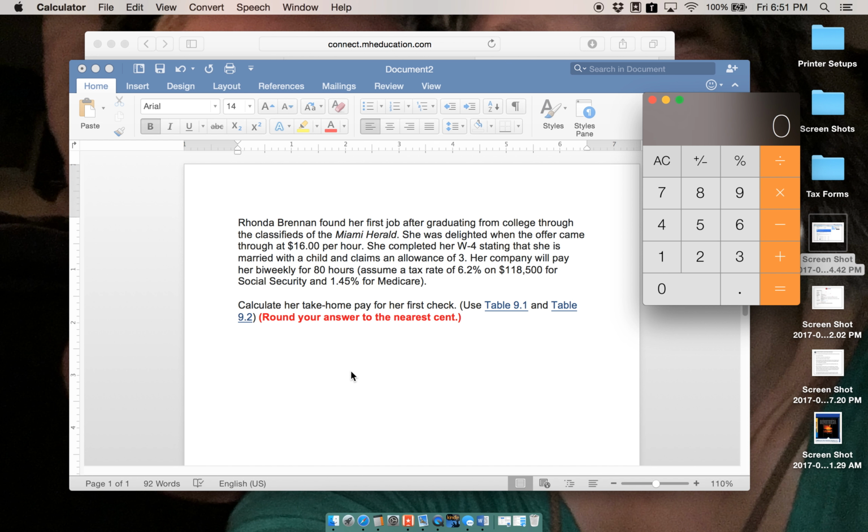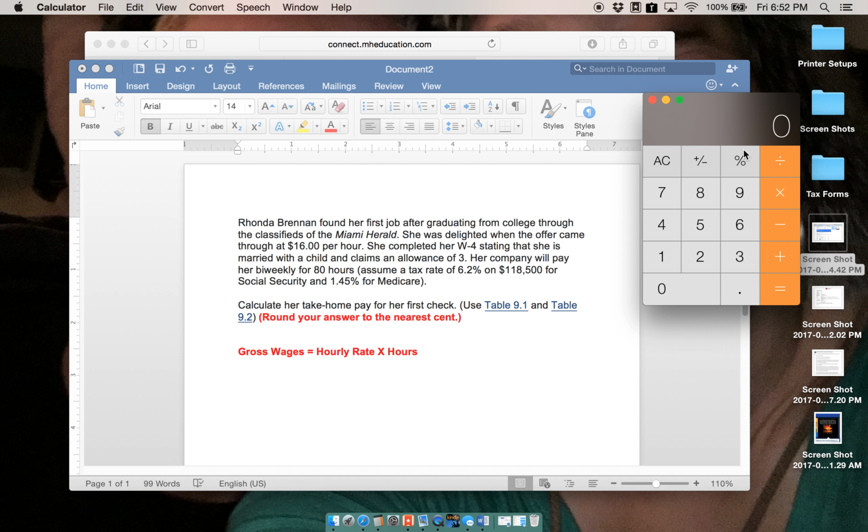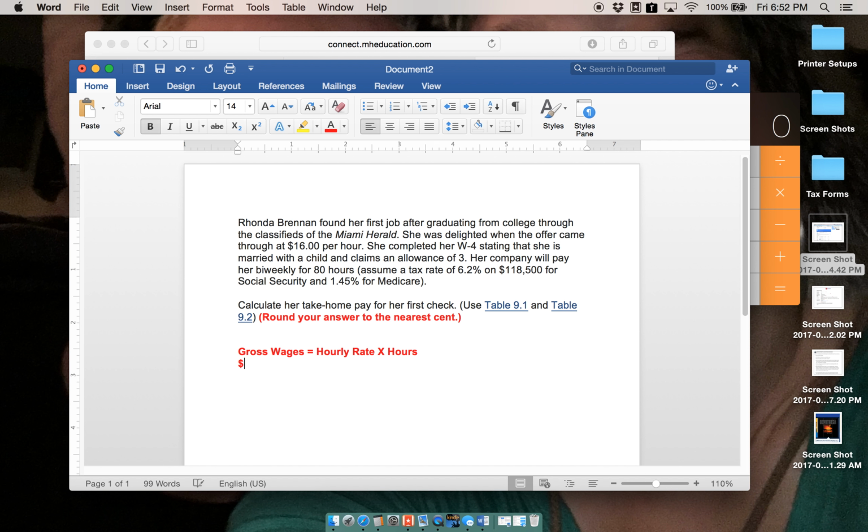All right, so the first thing we want to do is find out what gross wages are. Gross wages are going to be the hourly rate times hours. In this case, we don't have any overtime that we have to worry about. Sometimes there's vacation time and we have to pull that out separately on a paycheck. But this is a pretty straightforward item. So we're going to take her hourly rate, 16, and multiply it by 80 hours.